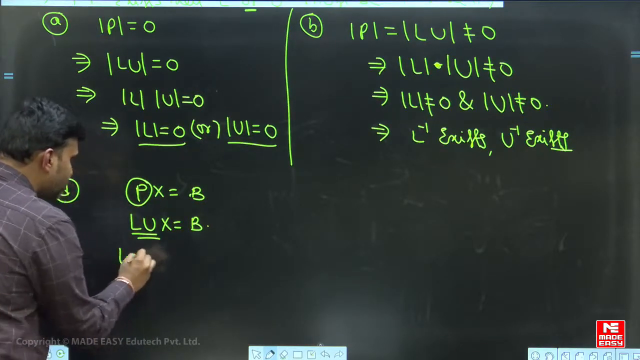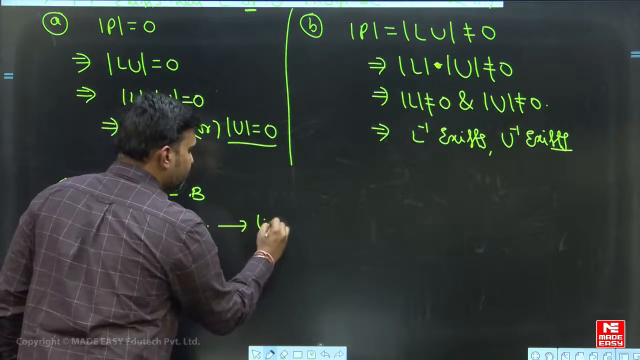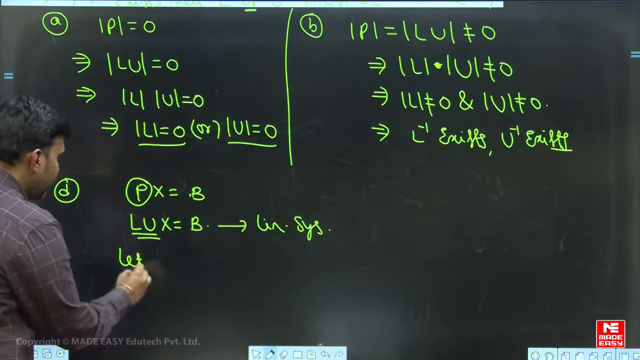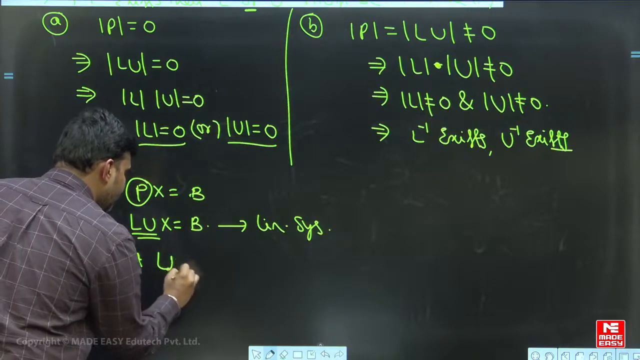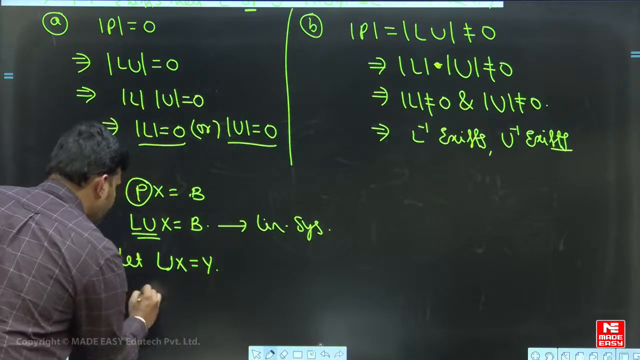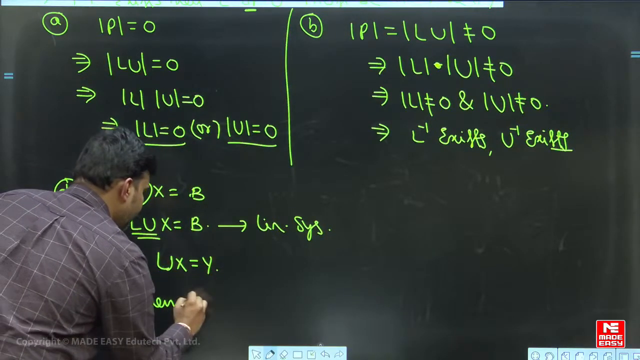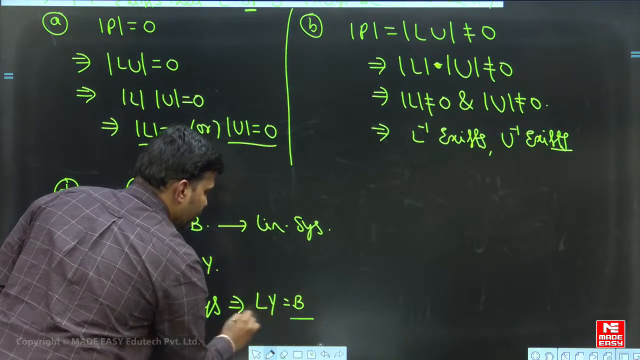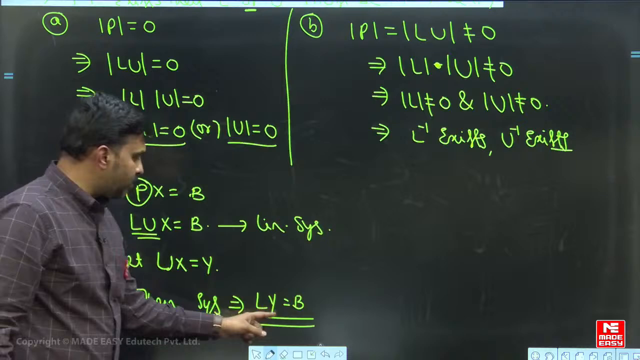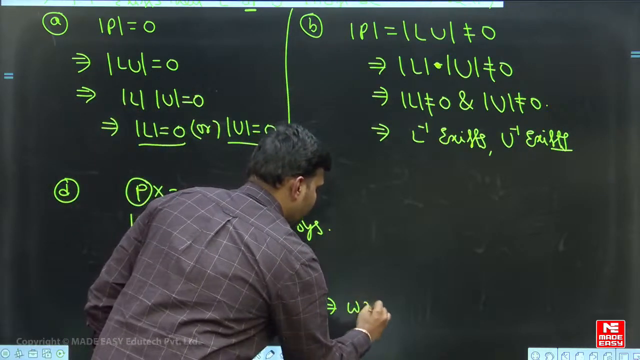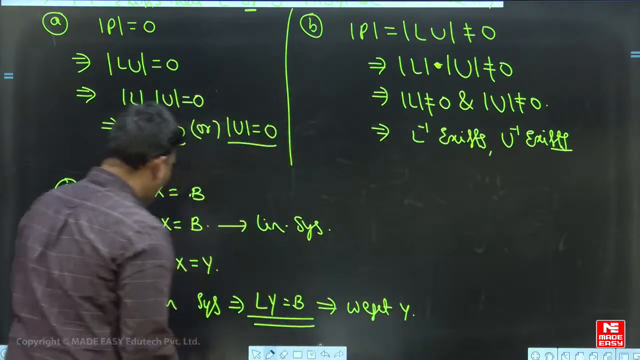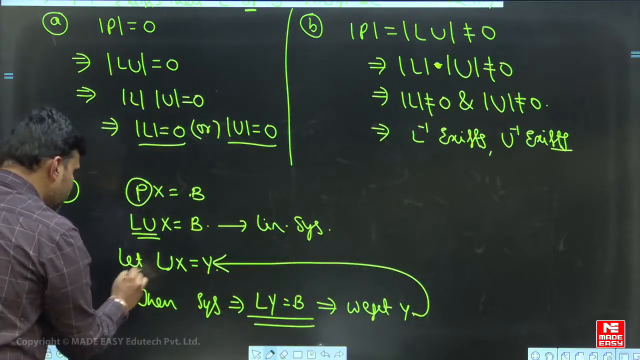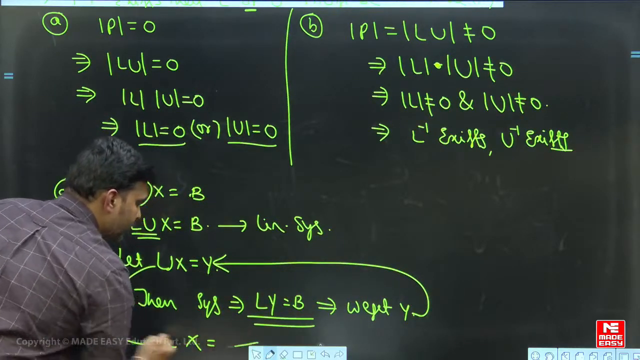Now how to solve this system? This is a linear system, son. How do we solve this linear system? Let us suppose that Ux is equal to y, then this system implies Ly is equal to B. So once you solve, we get y, and that you have to substitute in Ux is equal to y. Then you will be getting the solution x here.